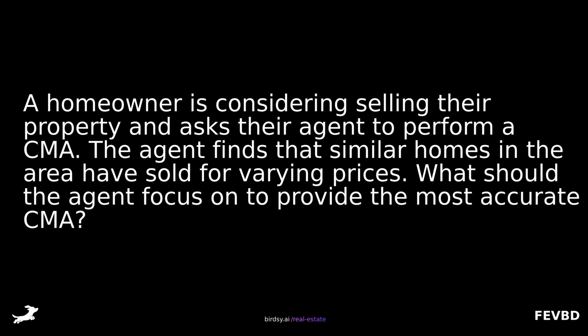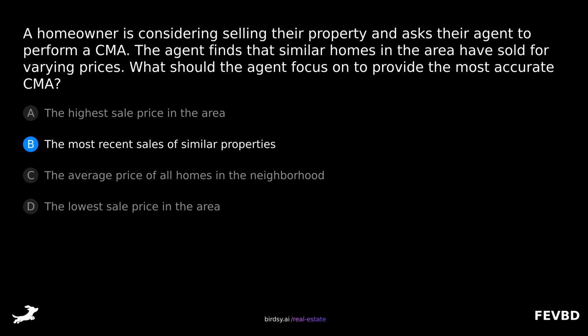A homeowner is considering selling their property and asks their agent to perform a CMA. The agent finds that similar homes in the area have sold for varying prices. What should the agent focus on to provide the most accurate CMA? Is it A, the highest sale price in the area? B, the most recent sales of similar properties? C, the average price of all homes in the neighborhood? Or D, the lowest sale price in the area?